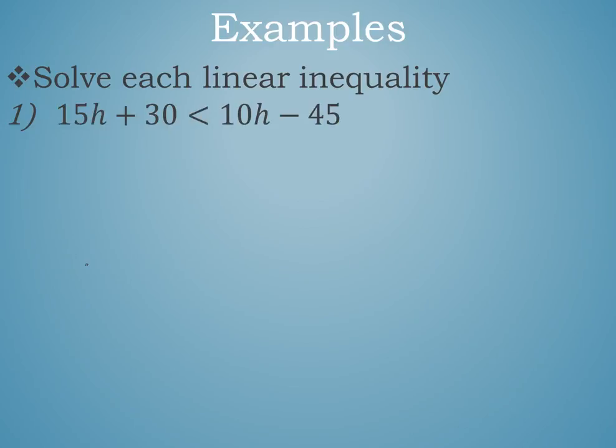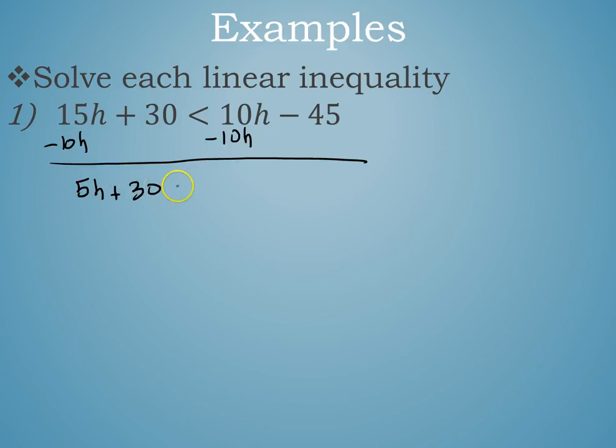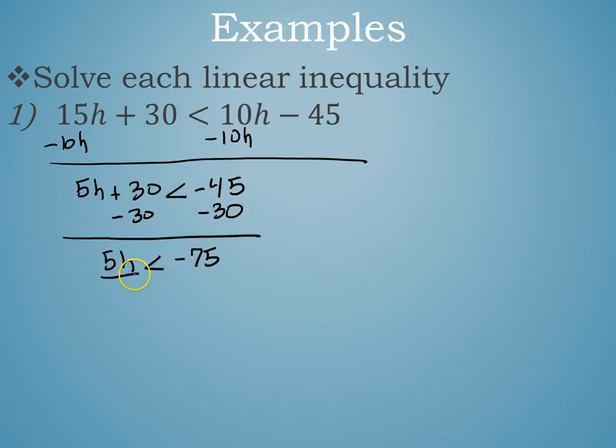If you have variables on both sides, it doesn't matter which side you move it to. You pick whichever side you would like. Common convention is to move the variable so that the coefficient stays positive, but it ultimately doesn't matter. So if I subtract 10h from both sides, we get 5h plus 30 is less than negative 45. We subtract 30 from both sides. 5h is less than negative 75. We divide by 5. h is less than negative 15. We didn't divide by a negative, so we never change our inequality sign.